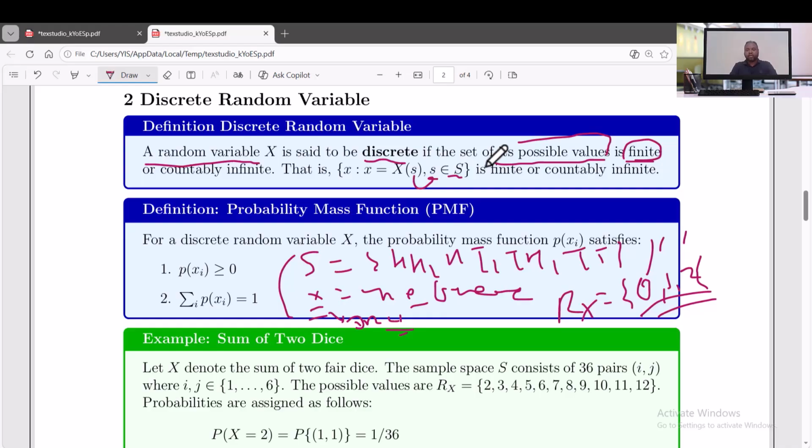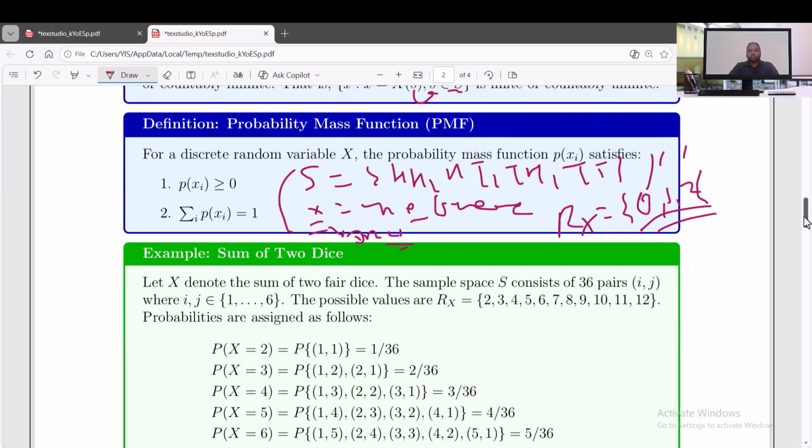In short, that we can understand easily. Its associated probability mass function can be defined as follows. For a discrete random variable x, the probability mass function PMF satisfies these two conditions. For every value of the random variable, its probability should be non-negative, right? And the sum of all possible values of our random variable should be 1.